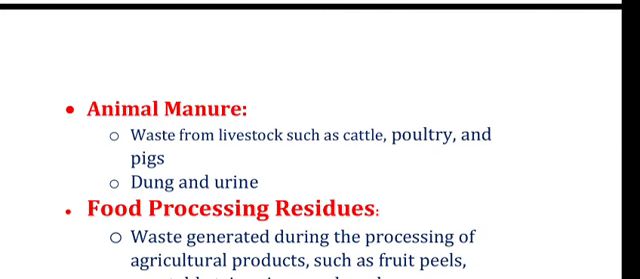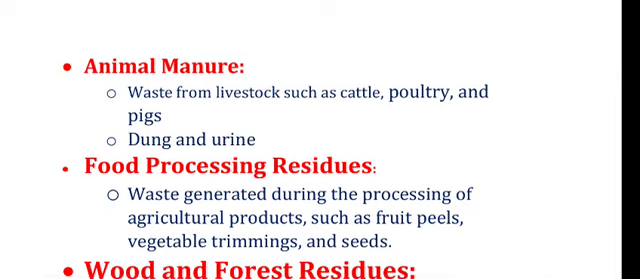And these are the waste from the livestock, such as cattle, poultry, and pigs: dung and urine. All of these are going to have some ions, some minerals in them, because they are produced by the animals. So this type of waste is also an agricultural waste, but it is also going to be useful, because if we provide this manure to the plants again in the place of fertilizers, it can improve the quality of the plants as well.